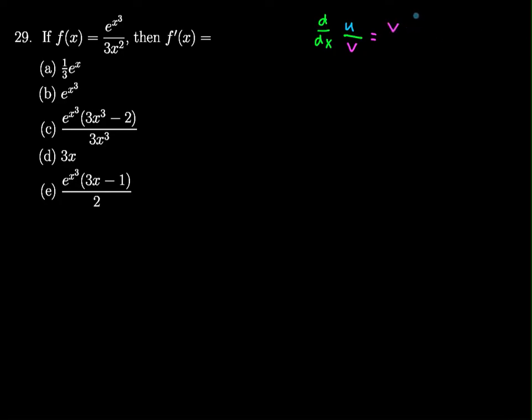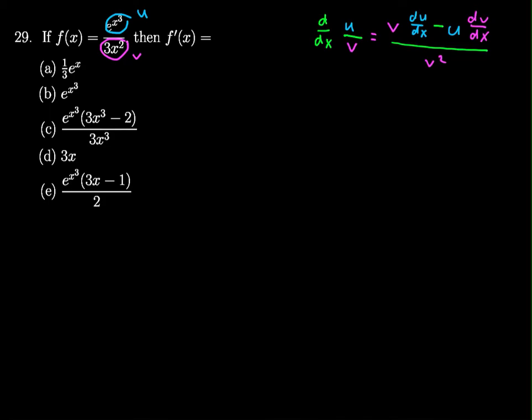v multiplied by the derivative of u, minus u multiplied by the derivative of v, all divided by v squared. And in this function that we're dealing with, we'll let this e to the x cubed be our u function, and this 3x squared be our v function. And we'll just take the derivative following that rule.